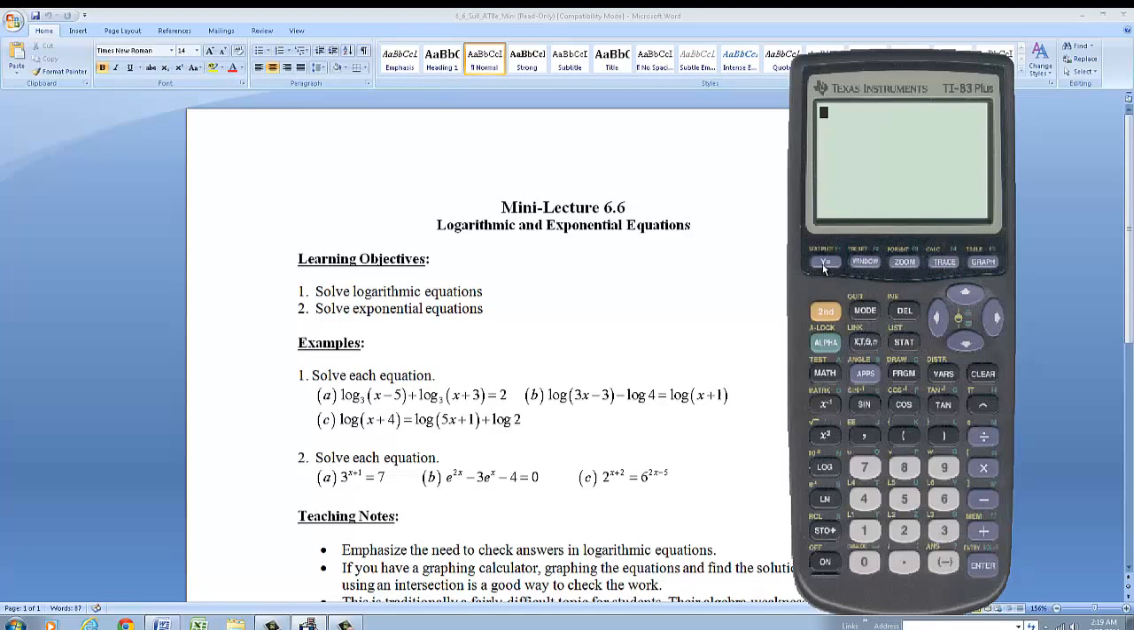Okay, clear? Now let's look at these. These were logarithmic equations. Equations with one or more logs in the equation.